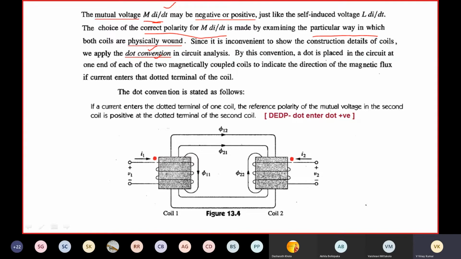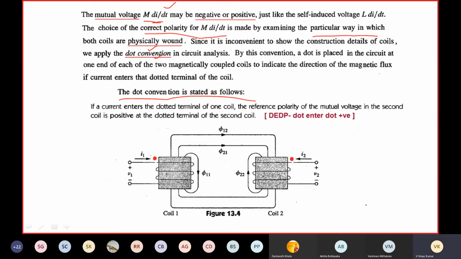By this convention, a dot is placed in the circuit at one end of each of the two magnetically coupled coils to indicate the direction of the magnetic flux. So the magnetic flux direction can be indicated, and we'll also get to know the polarity of the induced voltage by using dot convention. The voltage could be positive or negative, and that can be determined by using dot convention. Here, dot convention is stated as follows.